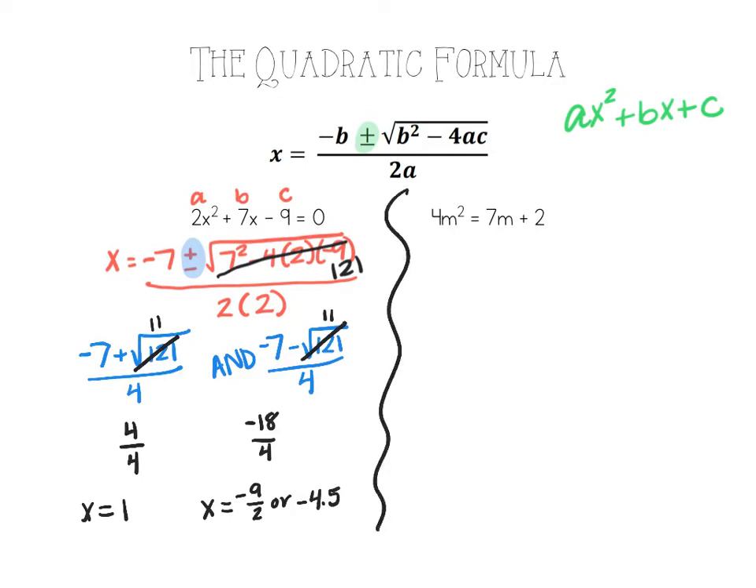And of course, you can plug them back into the original equation. So 2 times 1 squared plus 7 times 1 minus 9 would have to equal 0 for it to work. Well, that's 2 times 1, so 2 plus 7 times 1 is 7, minus 9 equals 0. That's 9 minus 9 equals 0, so that works out. And you could do it with negative 4.5 as well, and it should work out just fine.